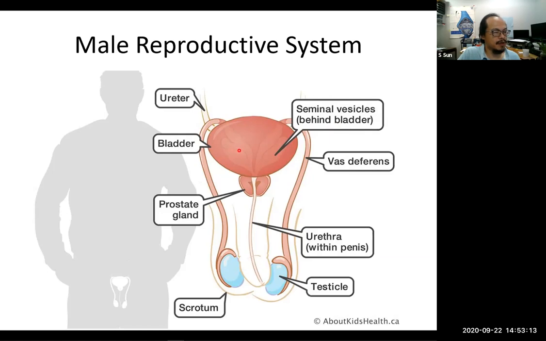seminal vesicles. Here, on the back of the bladder, they provide 75% of the fluid in the semen. And here is the prostate gland. And then here is the urethra, here is the penis. And the scrotum containing the testicles. Urethra is the duct of the urinary system, the pee coming from the kidney. And here the bladder is a place to store the urine. So that's that.